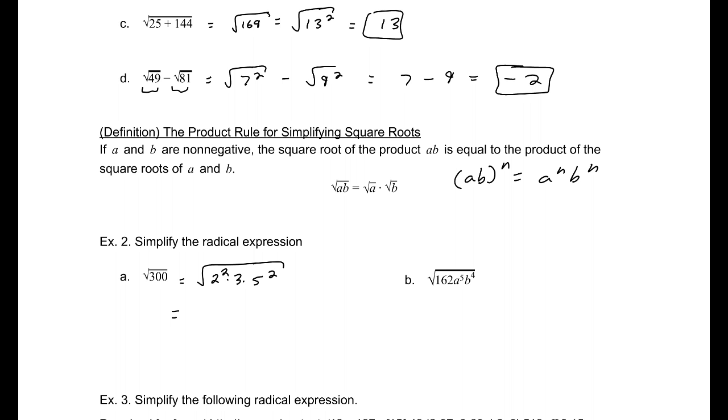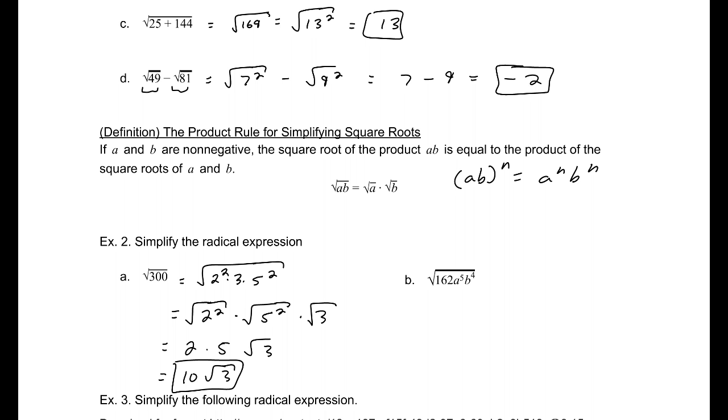So I can break this up into several squares. I'm going to change the order just a bit. This is the square root of 2 squared times the square root of 5 squared, based on our product rule, times the square root of 3. Now the first two become 2 times 5 times the square root of 3, or 10 square root of 3. I could have skipped some of those steps, quite honestly, but hopefully you can see what I've done. I've broken it into 3 different radicals. 2 of those simplify to be integers, and then I can just multiply those integers.